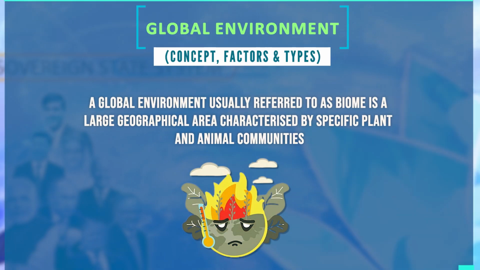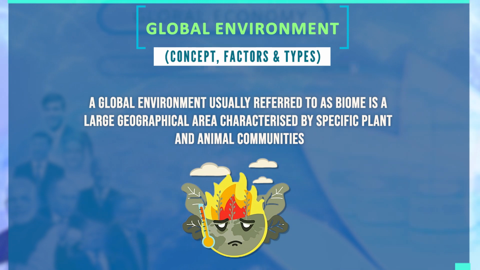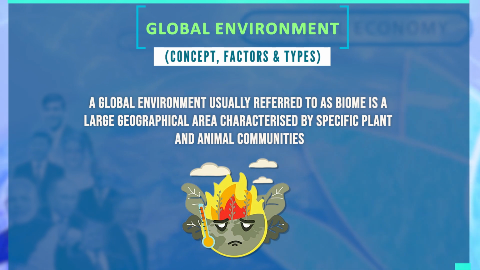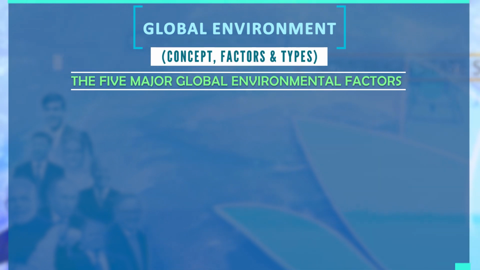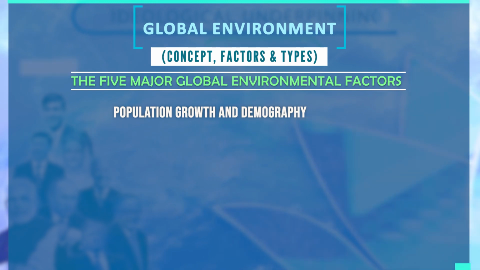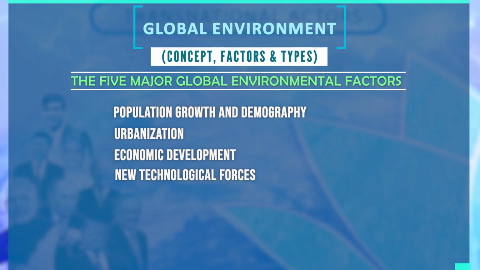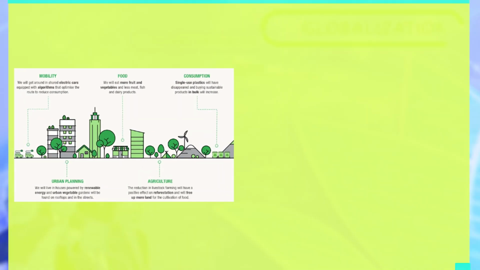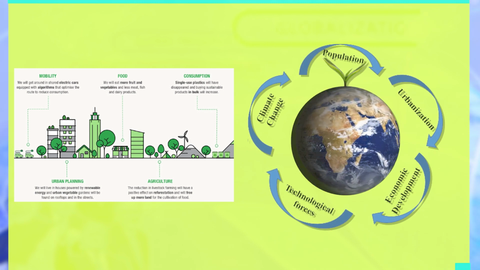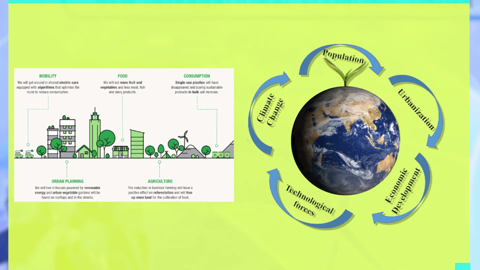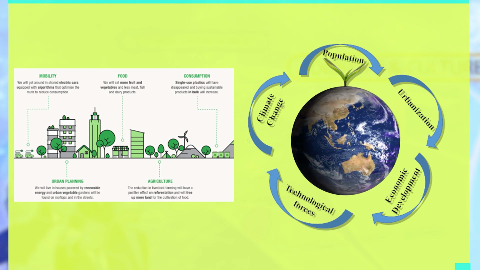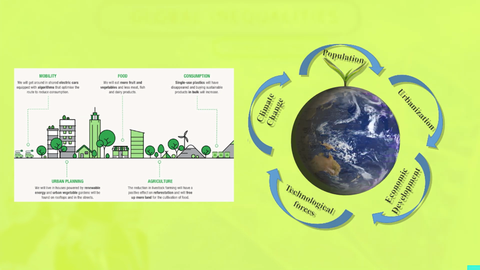A global environment, usually referred to as a biome, is a large geographical area characterized by specific plant and animal communities. The 5 major global environmental factors are population growth and demographics, urbanization, economic development, new technological forces, and climate change. See the picture: population, urbanization, economic development, technological forces, and climate change all are encircling our world.